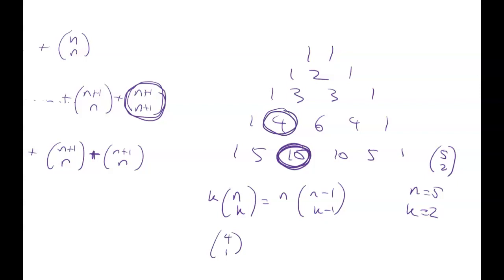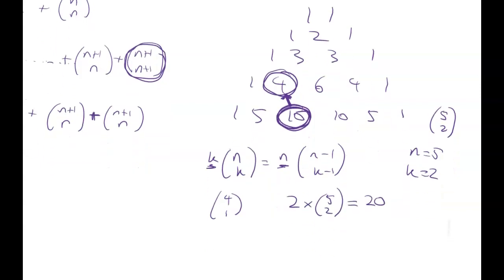So it's saying that there's a link between these 2 things, that I can hop back from the 10 up to the 4 with a couple of multiplications. So if I take, let's see, 2 times 5 choose 2, that will give me 2 times 10, which is 20. And by the result that we showed above, that's going to equal 5 times 4 choose 1. And it does, right? So it works. Of course it works. Okay. We're going to use this result now.